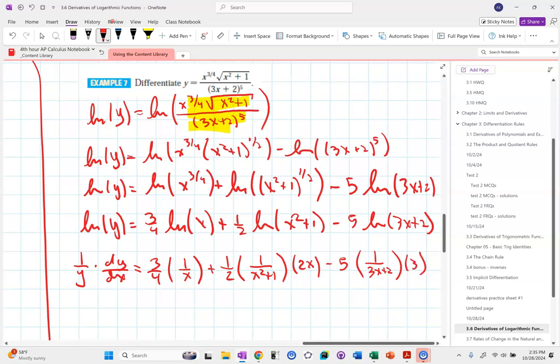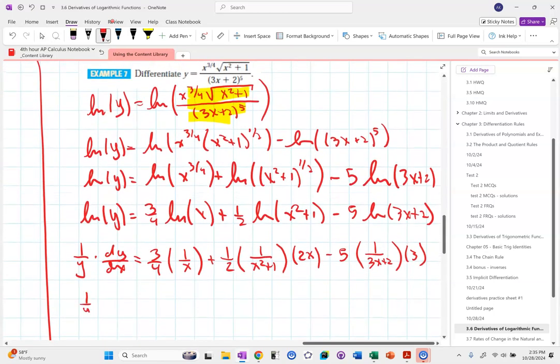Calculus is done now at this point. Just some cleanup left. Way easier so far, right? All right, let's make a common denominator here. What's our common denominator going to be? It's going to be x times x squared plus 1 times 3x plus 2. Everybody see that? It's going to be 4, right?